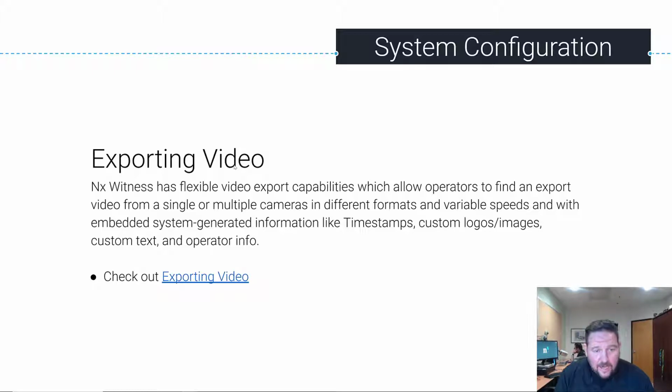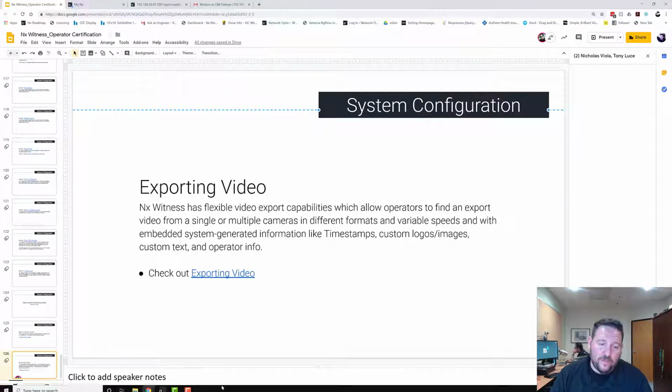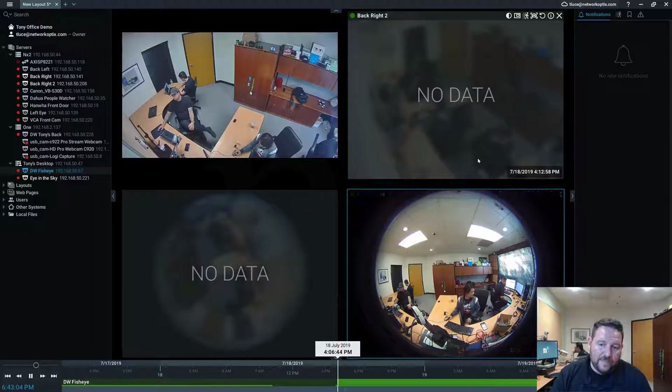So NX Witness has a lot of flexible export capabilities. You can export single video. You can export multiple videos at the same time, multiple cameras at the same time. You can use different formats. You got variable speeds. You can embed system generated information like timestamps, custom logos and images, custom text, operator info, right? So it's a really flexible way to export video, and there's a lot of options. So let's go over it real fast, right?